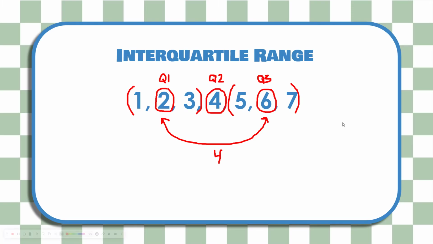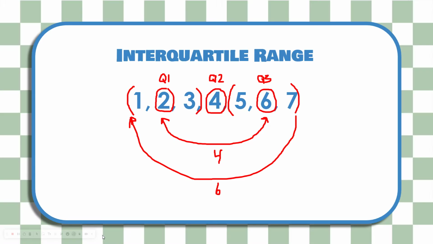So notice that's a smaller space than the range. If we wanted to find the range, that would be 7 minus 1. So that would be all the way from the least to the greatest. That would be 6. But the interquartile range is just the middle, so Q1 to Q3.